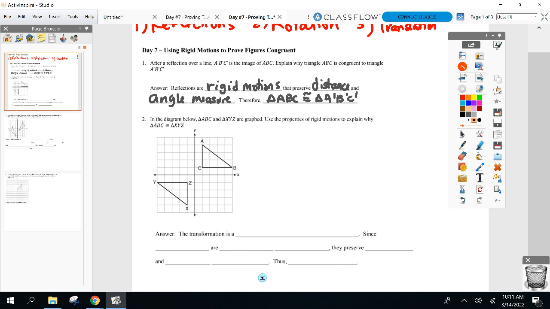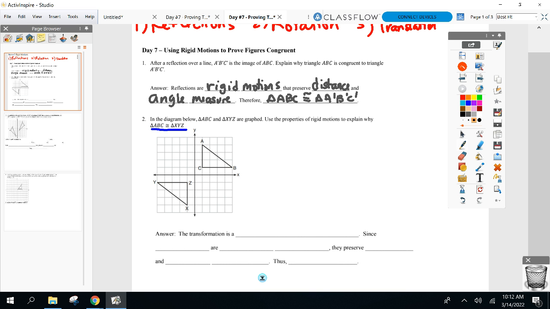Absolutely not. Everyone see the triangles written out. Point A has to land on where? Where does point A have to land on? X. And where does B have to land on? Y. So whatever you tell me to do, A and X have to match up, B and Y, and C and Z have to match up.